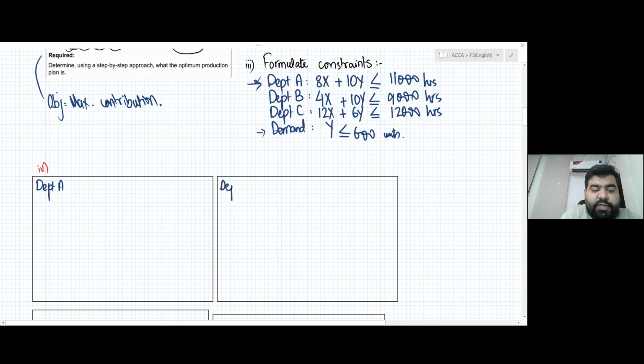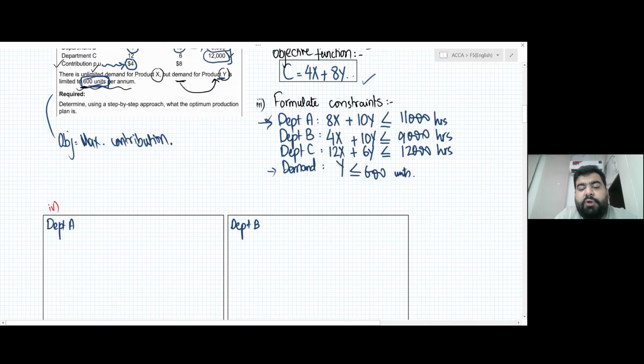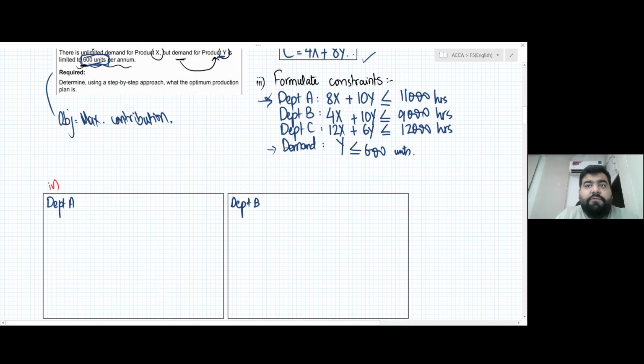Then I will do working for department B here. Then department C, and then the demand, because I was having 4 constants, 3 were related to department and 1 was related to demand.